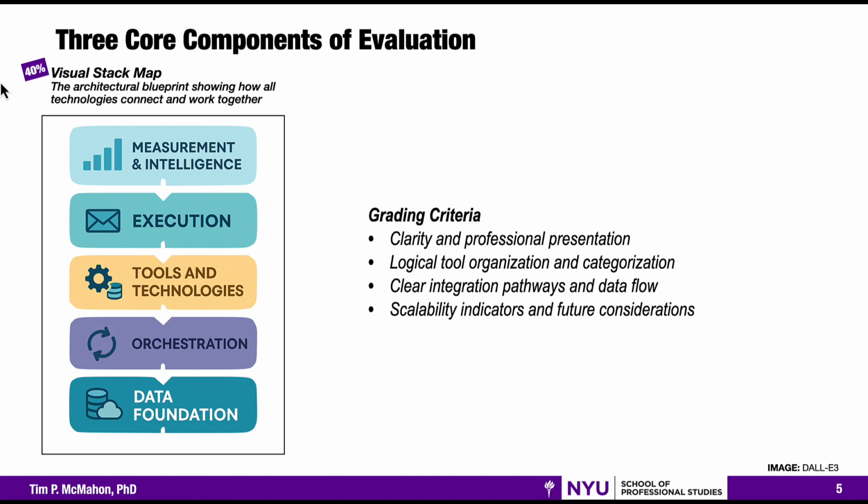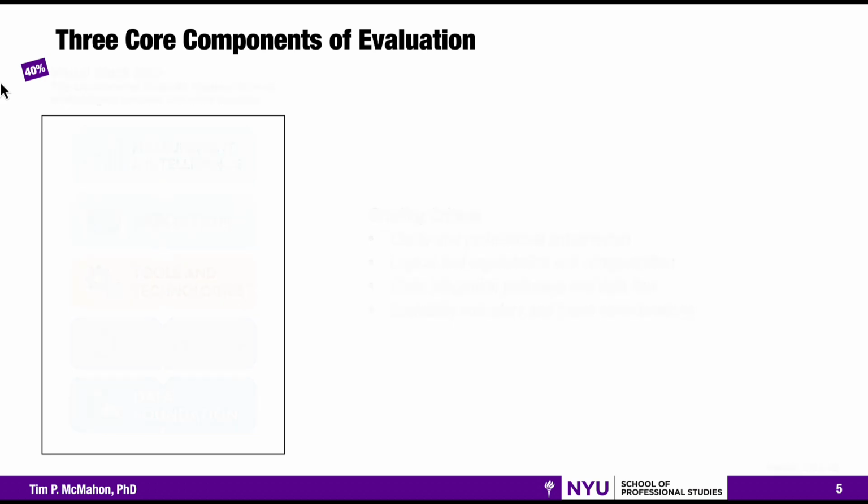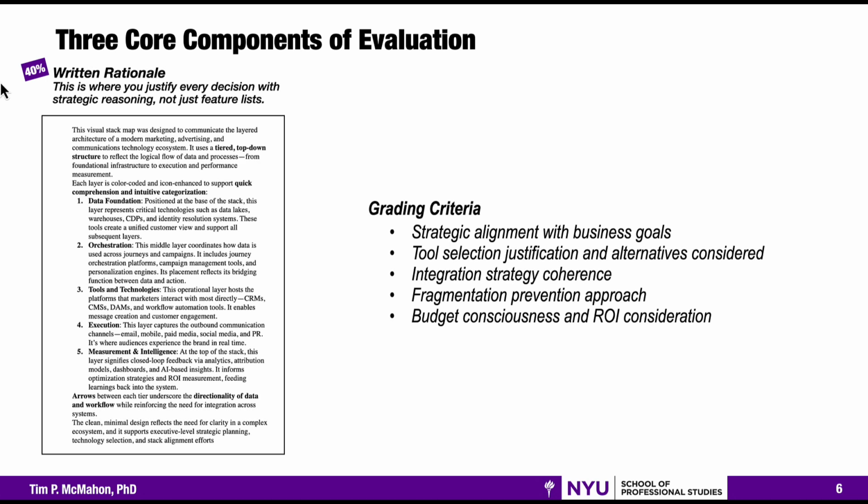Well, for the stack map: clarity, professional presentation, logical organization, categorization, that sort of thing. Clear integration pathways. So getting away from fragmentation, finding out that we can eliminate those silos that stand by themselves and don't connect to anything else. And the scalability, of course. Then we get to the written rationale, which is down to the strategic alignment with the business goals, marketing goals. That's one of the things we always have to continue to press on, because that's what we're here for. The technology is not a brand new object. It's really a tool to help us get to where we want to go with marketing and our business objectives.